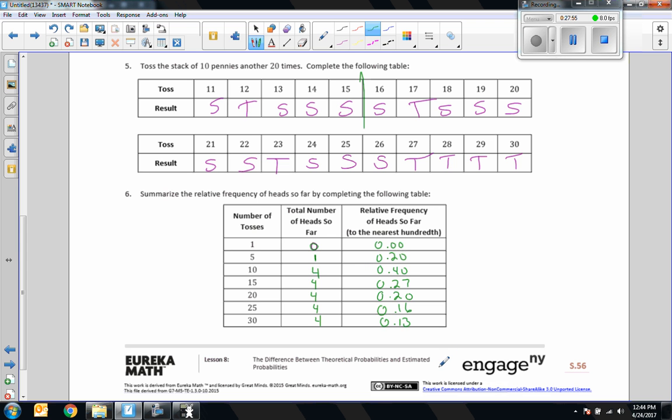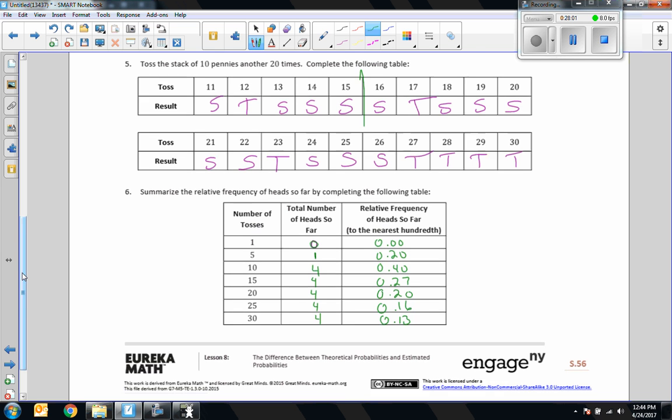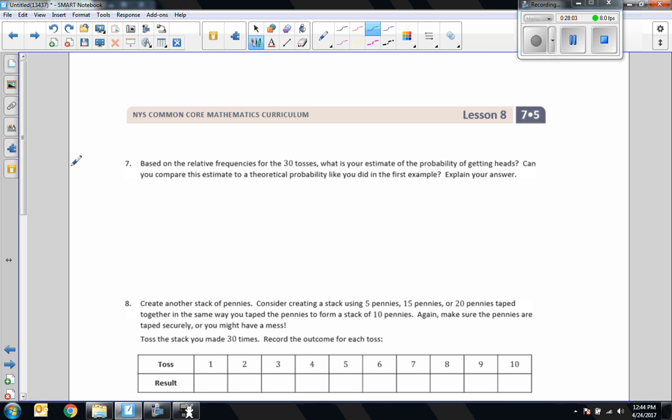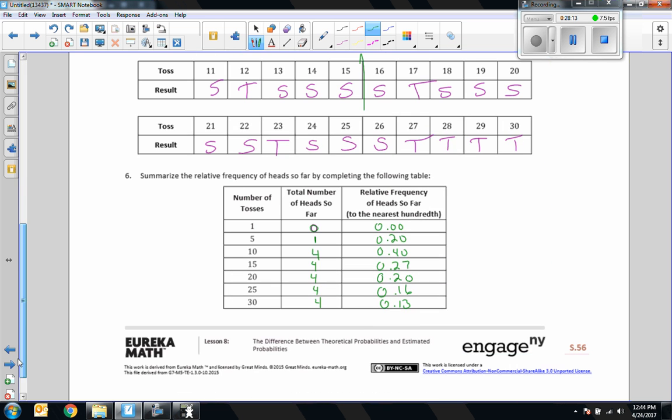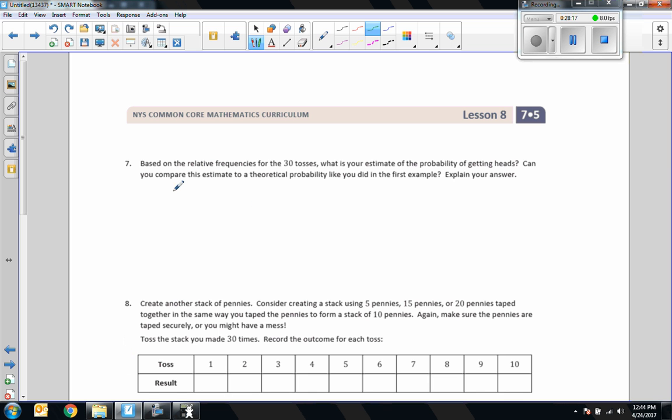Okay, so there's my table. I started out at 0. I got all the way up to 40%, but then it plummeted. I never saw heads again. Based on the relative frequencies for the 30 tosses, what is your estimate of the probability of getting heads? If I look back at this, I would estimate it at about 13%, based on my frequency of 30 tosses.